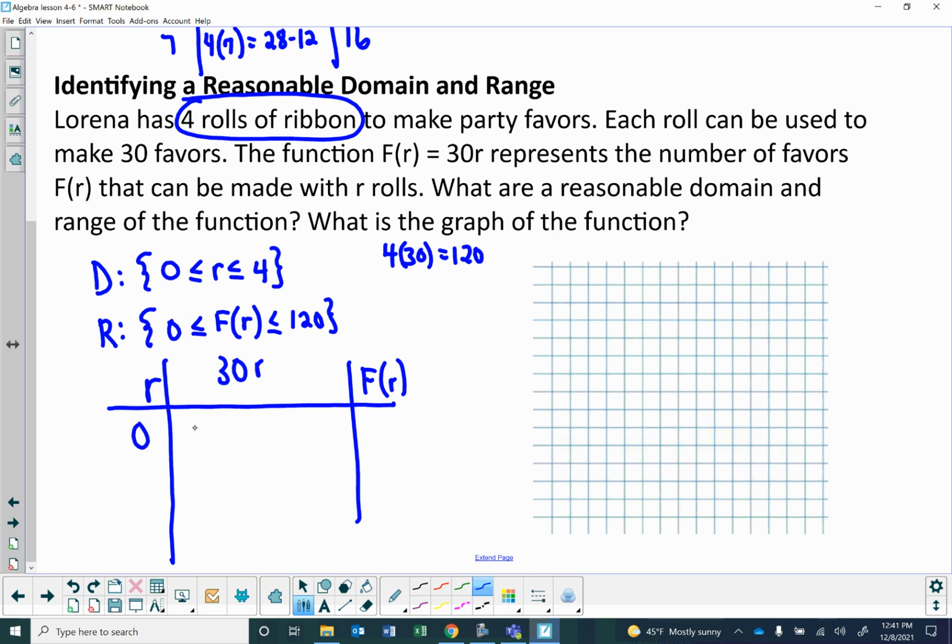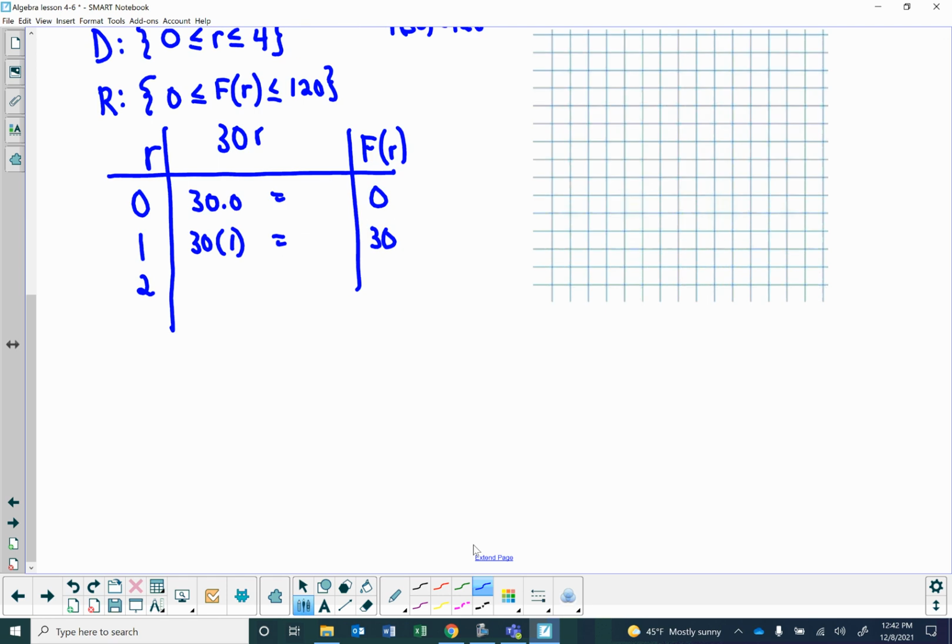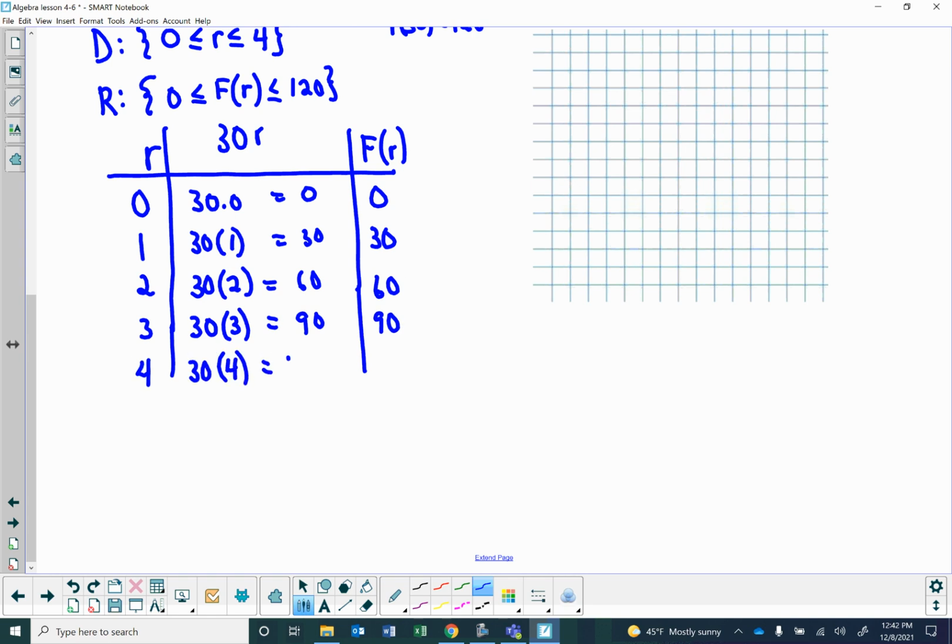So if I have 0 rolls, 30 times 0 is equal to 0. If I use 1 roll, I have 30 times 1, which is equal to 30. 2 rolls, which would be 30 times 2, which is equal to 60. And 3 rolls, 30 times 3, which is equal to 90. And last but not least, if I have 4 rolls, 30 times 4, which is equal to 120.